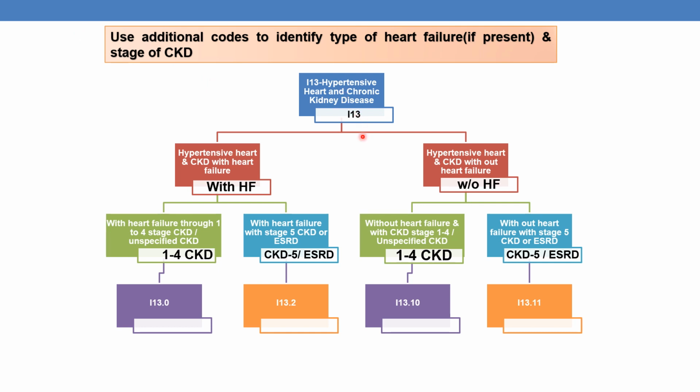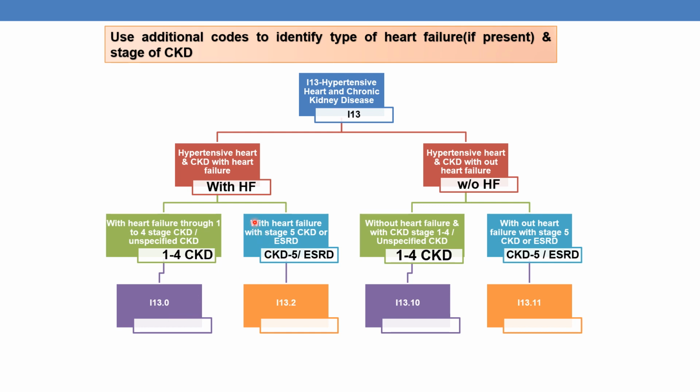The I13 series is categorized based on with heart failure or without heart failure: hypertensive heart and chronic kidney disease with heart failure, and hypertensive heart and chronic kidney disease without heart failure. The codes with heart failure are again subcategorized based on the stage of CKD. From stage 1 to 4 and unspecified CKD, the code is I13.0. In addition to I13.0, you need to use a code from the I50 series to indicate heart failure and the N18 series to indicate the stage of CKD.